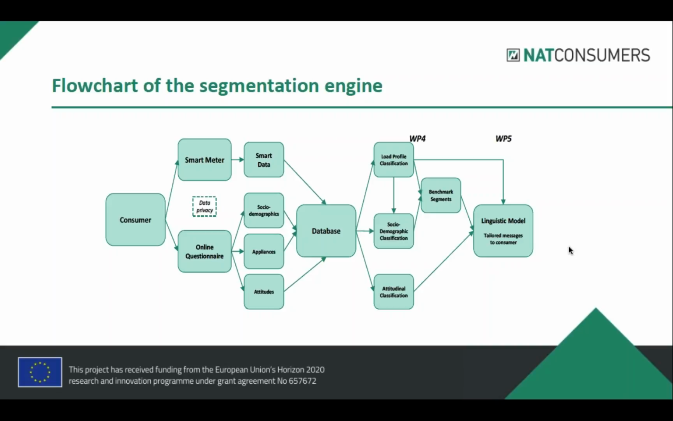The socio-demographic segmentation, the second one, aims to deal with the volume of the consumption. So the load profile is about the shape, and the socio-demographic is about the volume of the consumption. In this socio-demographic segmentation, we try to differentiate consumers by the volume of their consumption on the basis of data available from the households. For example, how big their house is, how many bedrooms they have, and so on.